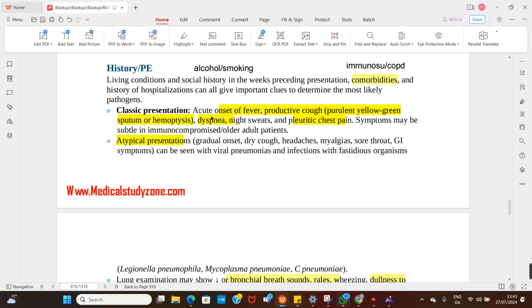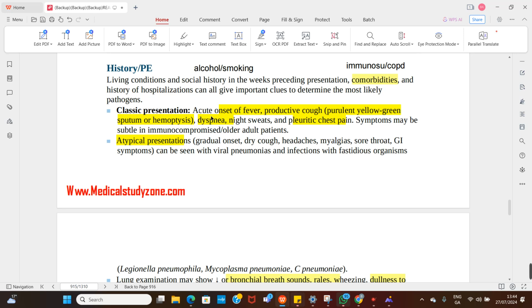You can never think of Strep pneumo, Klebsiella pneumo, Staph aureus as a cause of pneumonia when you are picking myalgia, GI symptoms, sore throat. That would never be correct. Or the cough is not productive. That would never be correct. So, once you are seeing the gradual onset of fever, dry cough, headache, myalgia, sore throat, GI symptoms, think about other things. GI, you can think about Legionella.